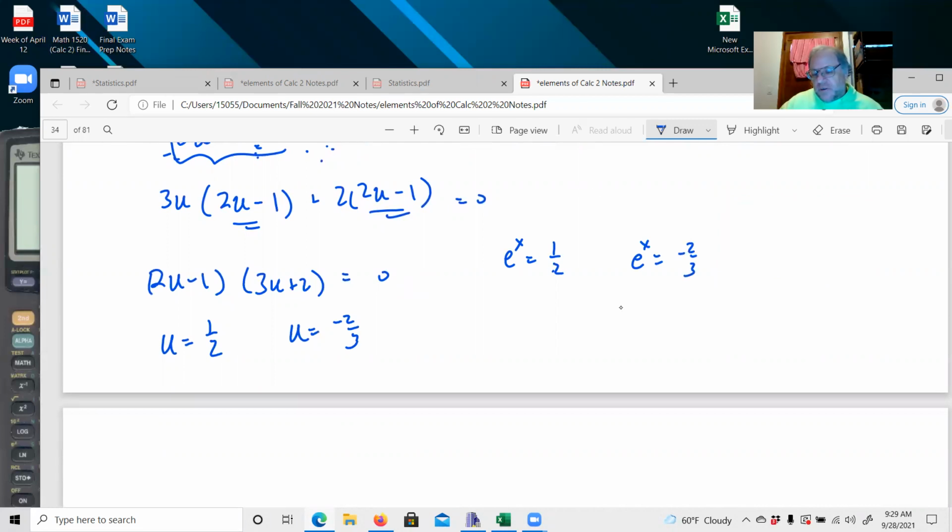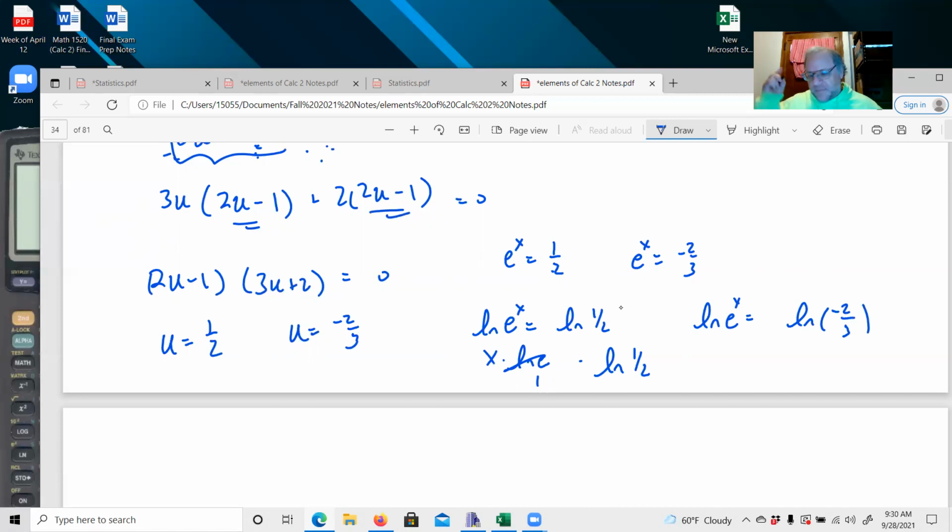Okay. Can I take the logarithm here? I sure can. So natural log of e to the x is equal to the natural log of 1/2. x times the natural log of e, and the natural log of e is always 1, is equal to natural log 1/2. Okay. What about over here? We have natural log of e to the x is equal to natural log of negative 2/3. At which point you should say, wait a minute, something's wrong here. You try to type this in your calculator and it's going to work.